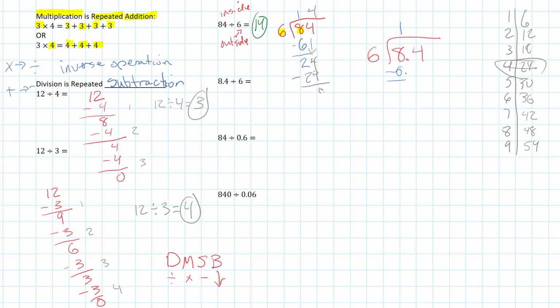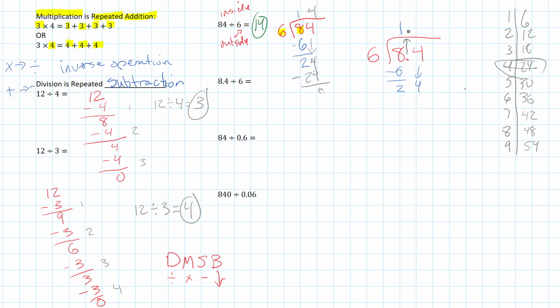This works very nicely. And now what I'm going to do is I'm going to bring down that 4, and I'm going to ignore the decimal point in my calculations. But I am going to take that decimal point and move it straight up. So that decimal point, just keep it up there. Now I do the same calculation.